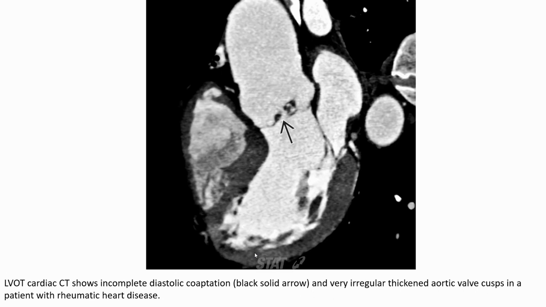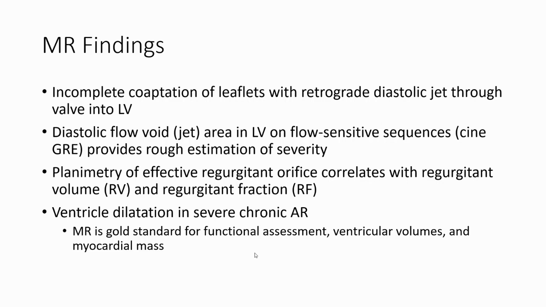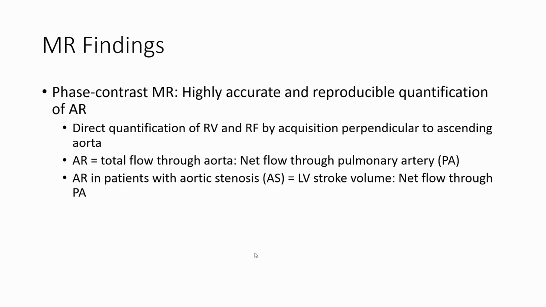In cardiac CT, there is incomplete diastolic coaptation and a very irregular second aortic valve cusp in a patient with rheumatic heart disease. In MRI, we can find incomplete coaptation of the leaflets, diastolic flow voids, planimetry of the effective regurgitant orifice, and correlation with regurgitant volume and regurgitant fraction. We can also see dilatation in severe chronic aortic regurgitation, with fast contrast providing highly accurate and reproducible quantification of aortic regurgitation.